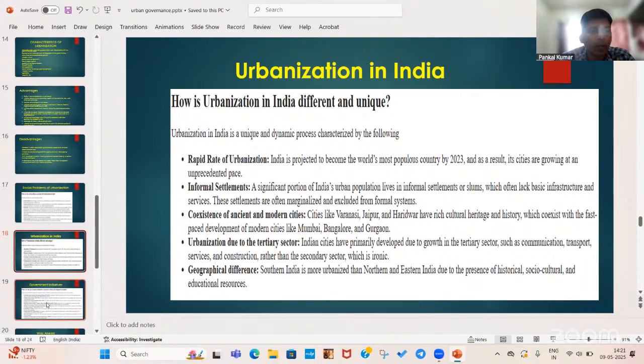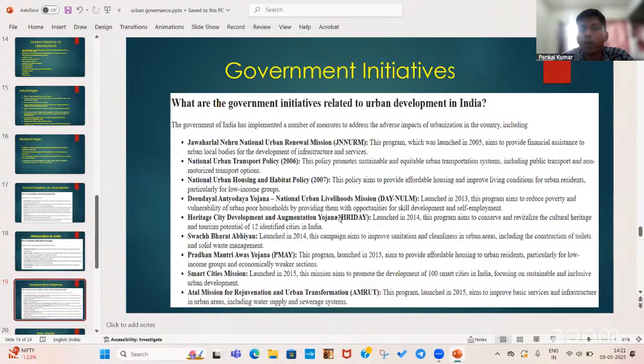So then there are some government initiatives that we will also quickly cover. There are some government initiatives related to urban development which you should know. There is the Jawaharlal Nehru National Urban Renewal Mission. It was launched in 2005 and it aims to provide financial assistance to urban local bodies for development of infrastructure and services. The National Urban Transport Policy of 2006.